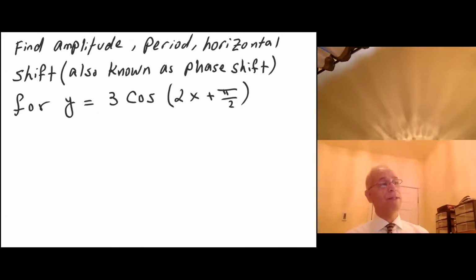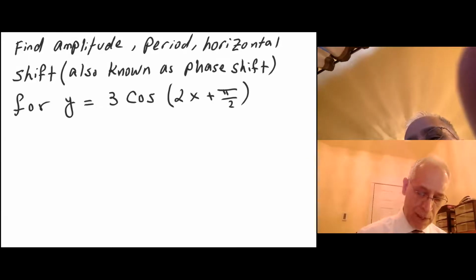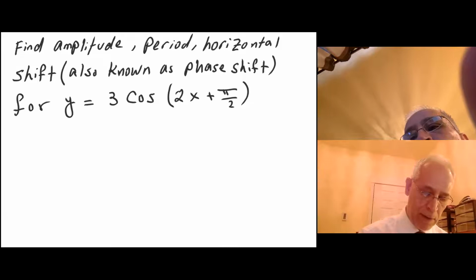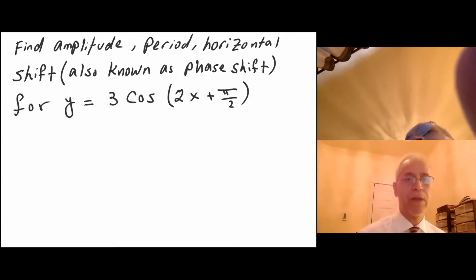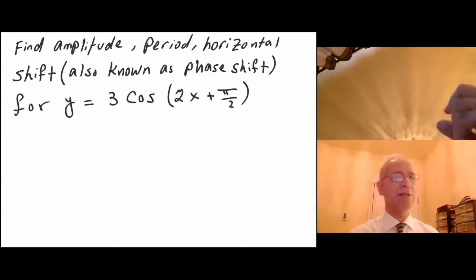Hello, we're going to find the amplitude, period, and horizontal shift, also known as phase shift, for y equals 3 cosine of 2x plus pi over 2. There are two ways of doing this. Textbooks show this in two different ways that are essentially the same, but there's a little bit of factoring with the second way, and I'll show you both. You decide which one you like better and follow that.